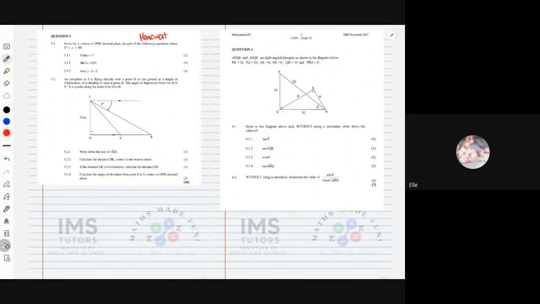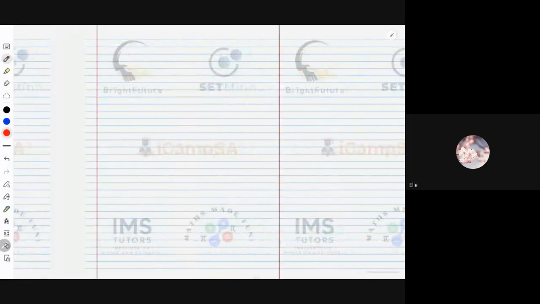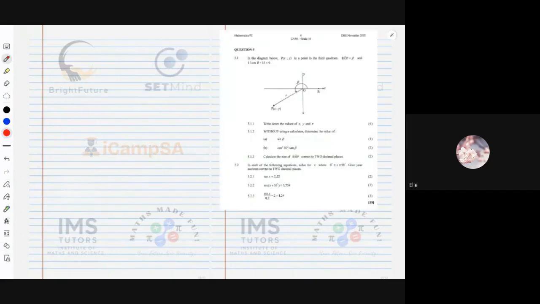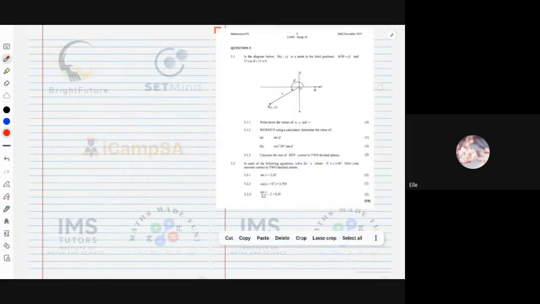But guys, this one we covered a lot. These trigonometric ratios, we covered them a lot. So please do these things. For your own benefit, please do them. Let's finish doing.